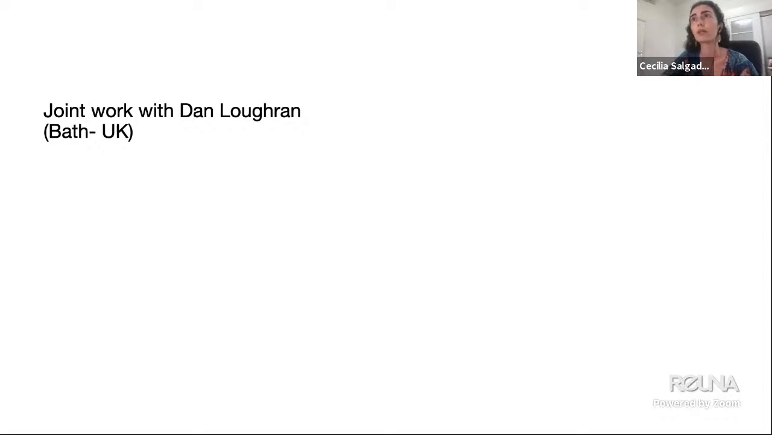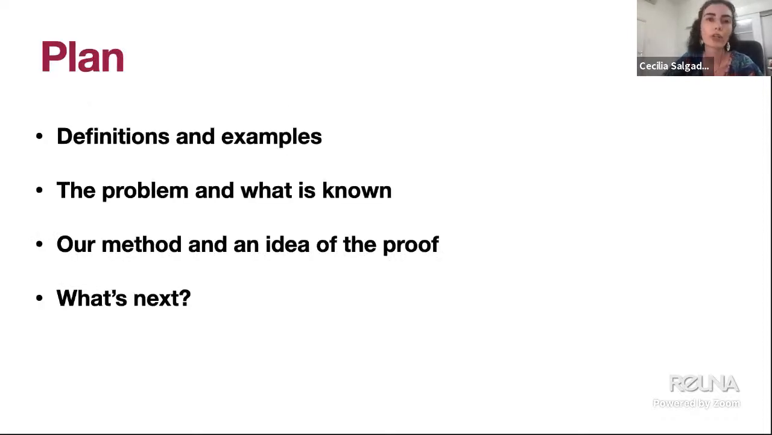The plan is as follows. First of all, I'm going to give you the basics of what we care for: two definitions or so, and a few things to get a feel for what we are doing. Then I'm going to tell you the problem that we care for and what we know about it. Finally, I will go over the method and give you a sketch of how we showed what we showed. And if time lets me, I will tell you about what is next, so what else can we do about this problem.